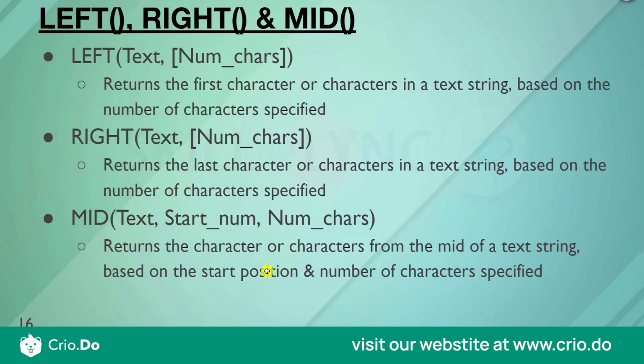In the left and right functions, we have two arguments. One is the text and the other argument is the number of characters. From the left function we can get the characters from the left side, and for the right function we can get the characters from the right side. In the mid function, we can start from a given position and go for the number of characters, and we are passing three arguments to the mid function.